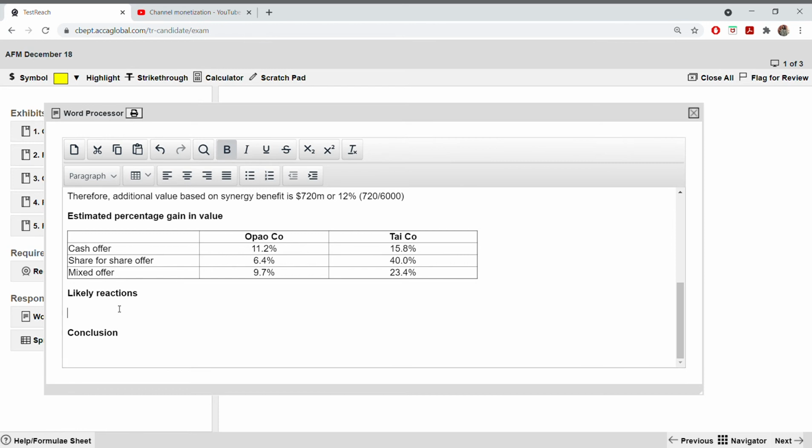This also you can divide into paragraphs. You can write in different paragraphs. How? You can divide between the two companies. That means you can write this in 2 different paragraphs. One we are writing for Oppo company shareholders reaction. The other one you are writing for the Thai company shareholders reaction.